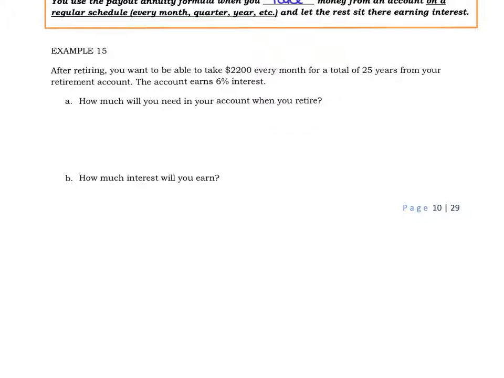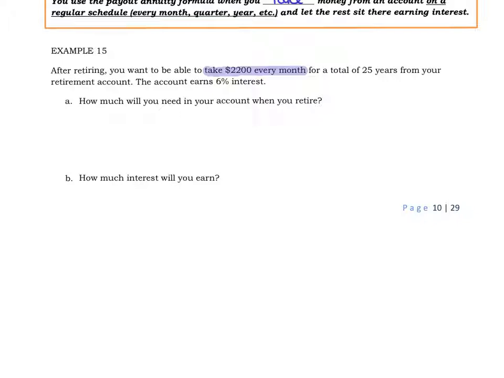After retiring, your goal is to take $2,200 every month for a total of 25 years from your retirement account. So again, you're making a guess as to how long you think you might live or how long you think you might need this money. So we're going for 25 years. And let's say your account is going to earn 6% interest. So again, how do we decide? Well, right here's your goal. You're taking money every month from your account. This is what tells you what formula to use.